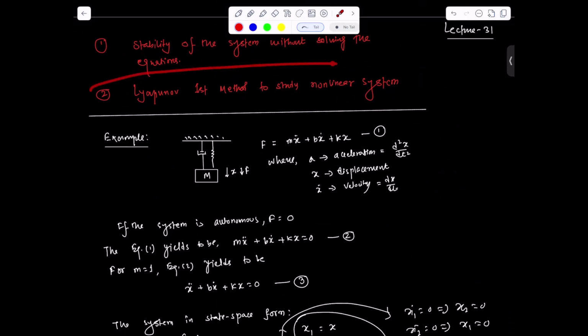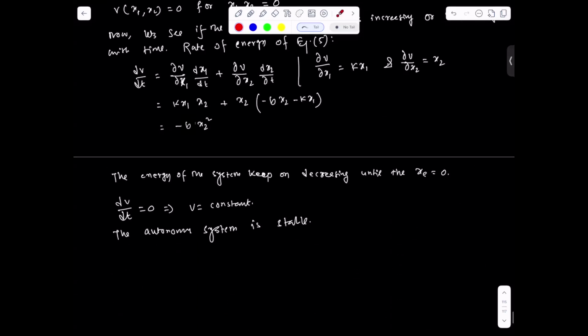Now we'll move to the second part in this lecture, Lyapunov's first method to study the nonlinear system. Here we will go through some basics. You have already done this part before: how to linearize the system. So here let's assume we have a nonlinear system. Let us consider.